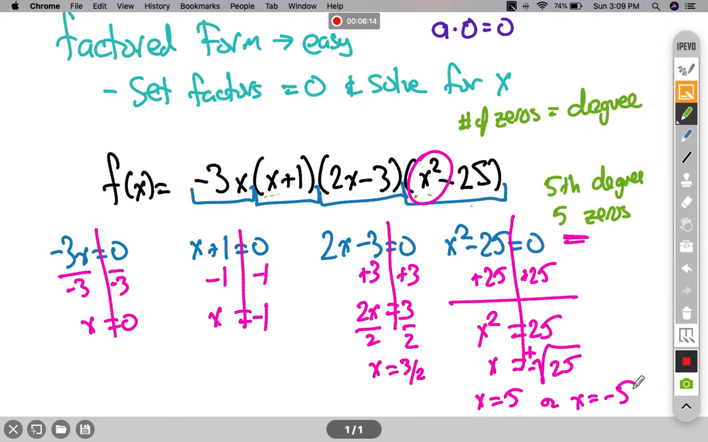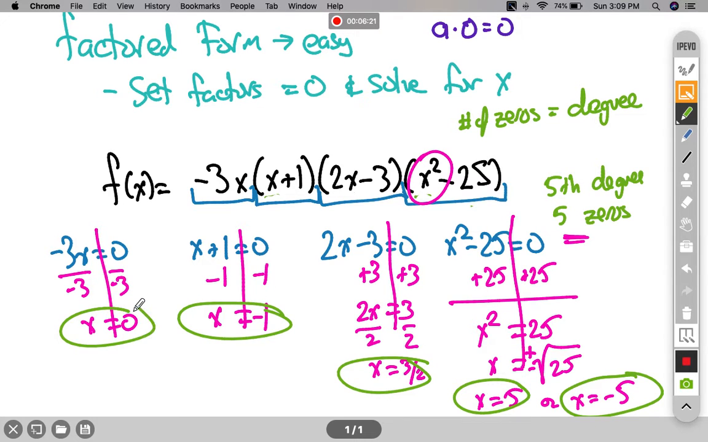So these are my 5 values. 1, 2, 3, 4, 5. That will make this whole function equal to 0. That's all there is to finding zeros if you are in factored form. We just set each factor equal to 0 and solve.